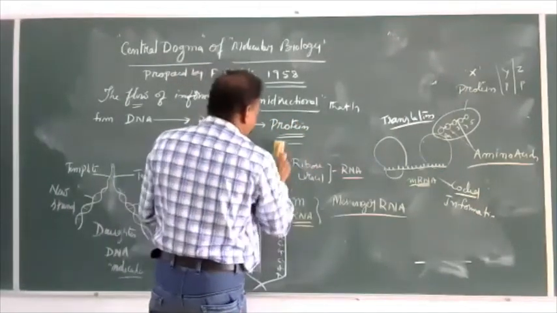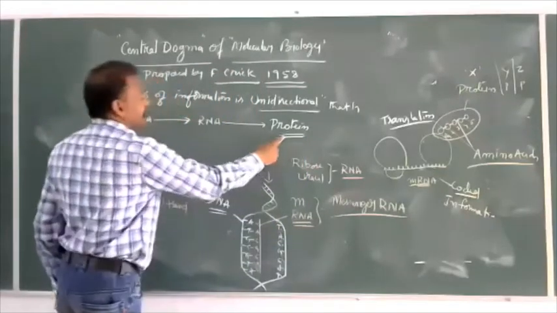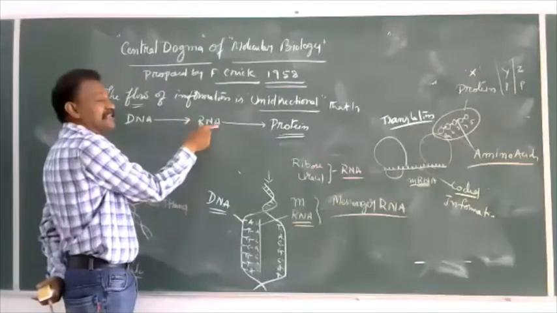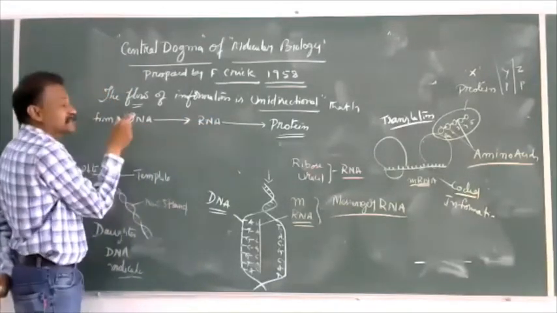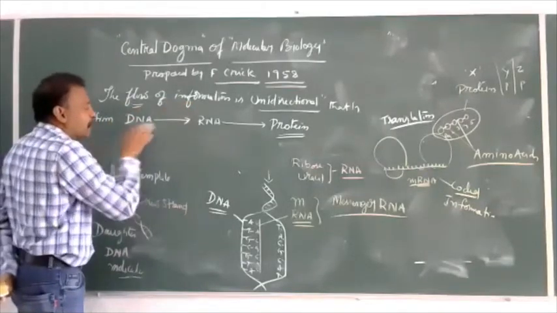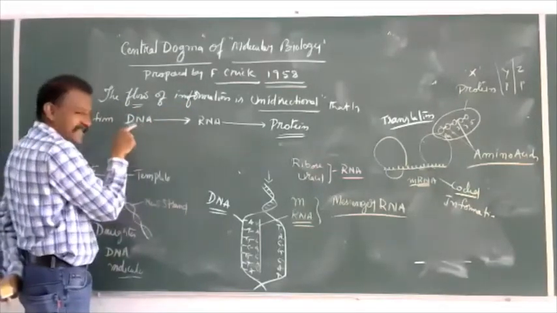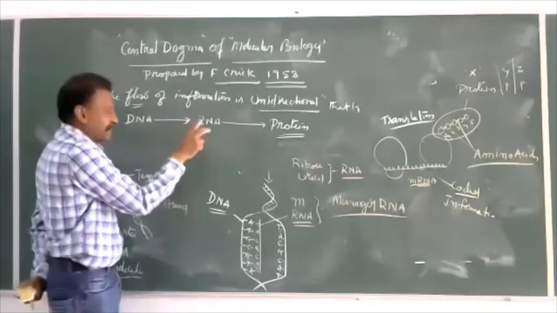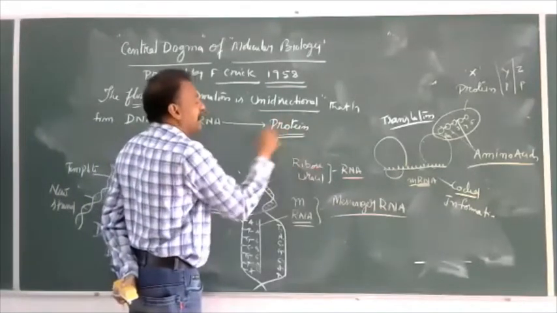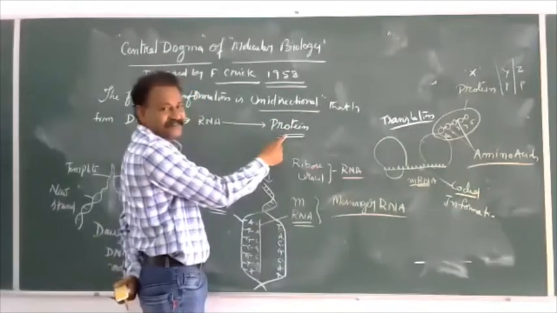So the type of protein is determined by RNA, and the RNA is produced from the DNA. So from the DNA, information moves to RNA. From the RNA, information is moved into protein to build up the amino acid sequences.